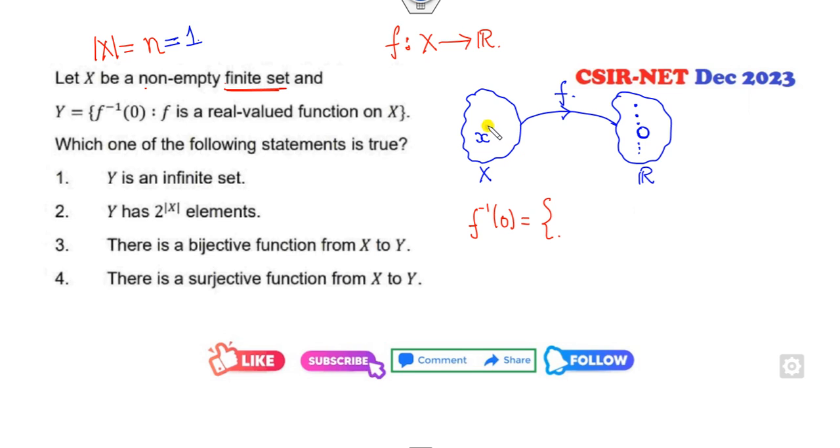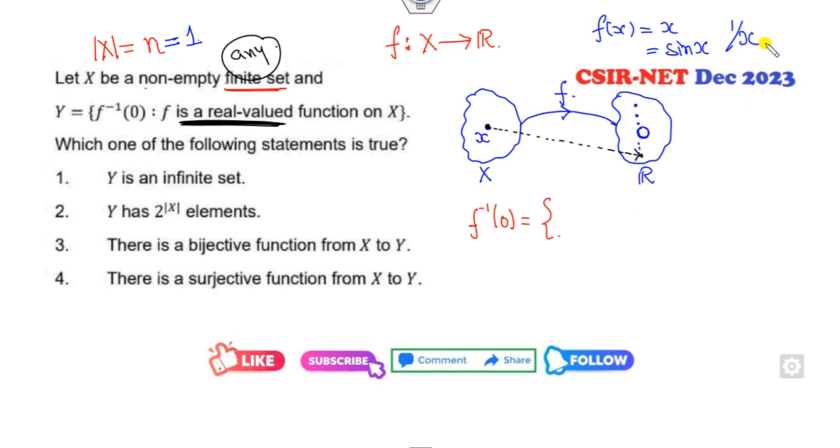So what are the possible cases? The first case is whether X may map to this element, because look at that, F is any real mapping function. Fine. You may assume f of x is x, you may assume f of x is sin x, you may assume 1 by x, and many other things. It is not given that it is continuous, differentiable, or anything. You can assume any map. So if this map will map to here, so what is the F inverse?